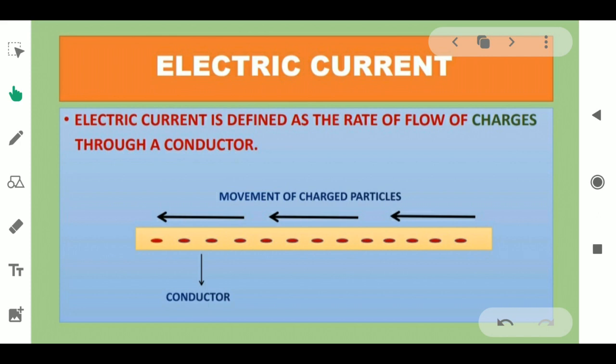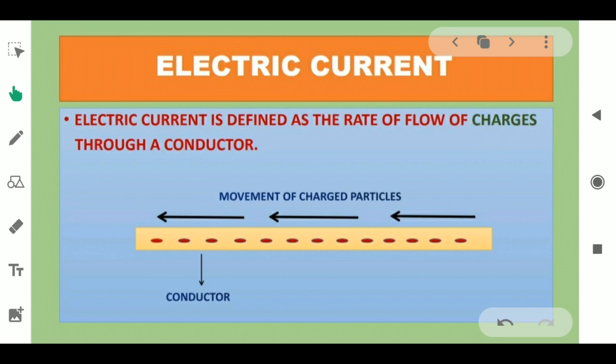This movement of charged particles through a conductor is called electric current, or the electric current is defined as the rate of flow of charges through a conductor. Just consider these dots as the charges, and these charges are moving in the conductor, which means electricity is passing through this conductor, because the movement of charges through a conductor is called electricity, or simply electric current.